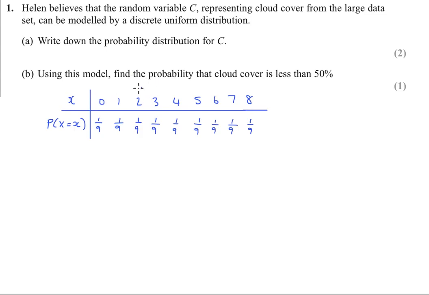Okay, part B then says use the probability that the cloud cover is less than 50%. So a cloud coverage of 8 is full cover. So 50% is going to be 4 out of 8, and less than 50% is going to be here. So that's going to be the probability that x is less than or equal to 3, and that's going to be 4 out of 9.